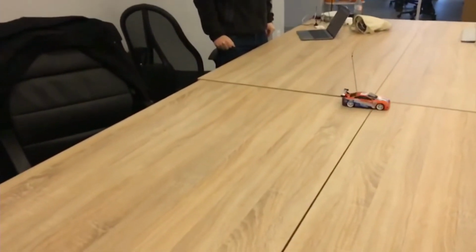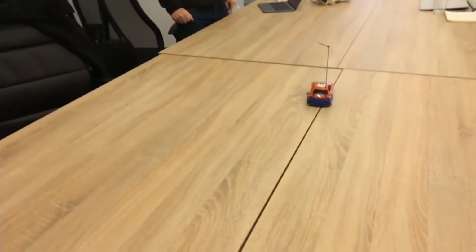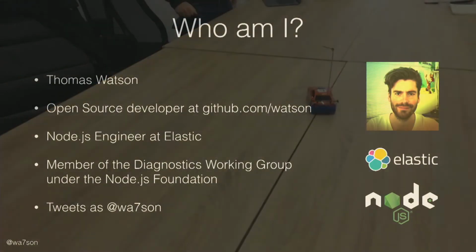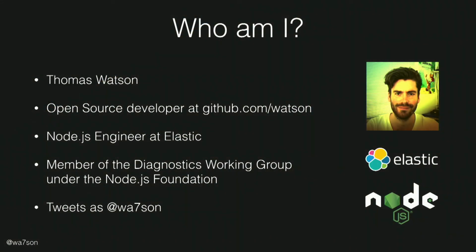So software, right? OK. So who am I? My name is Thomas Watson. I do a lot of open source software on GitHub. You can find me there. I'm a Node.js engineer at Elastic. And I tweet on Twitter.